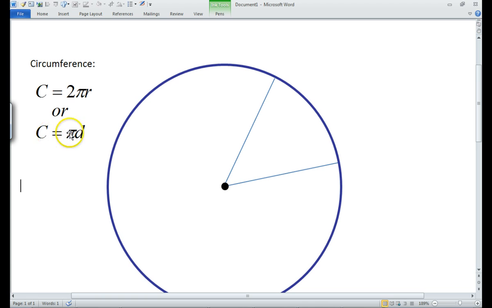Now this second version is the one that shows up on your formula sheet, but sometimes the 2 pi r version is more convenient, so I suggest that you memorize this version as well. Now when we talk about part over whole, the circumference is the whole that we're talking about. When we talk about the part, that is the arc length.